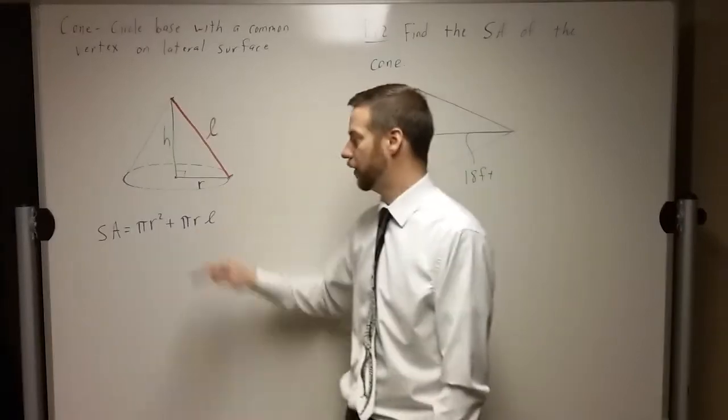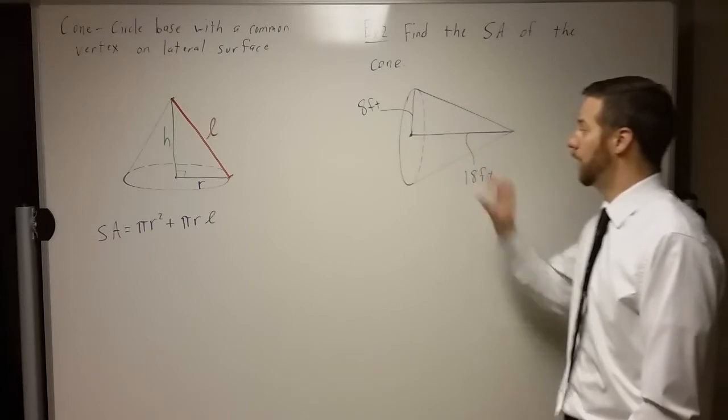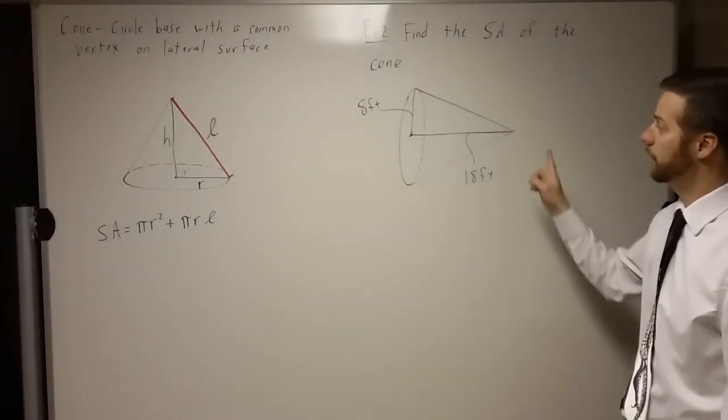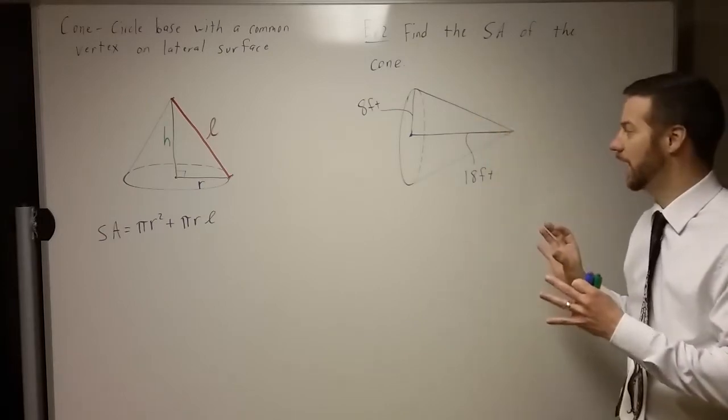And so that's our formula for surface area. So let's see if we can put this to use on a problem right here. We want to find the surface area of this cone. And I shook things up a little bit and turned this cone on its side.